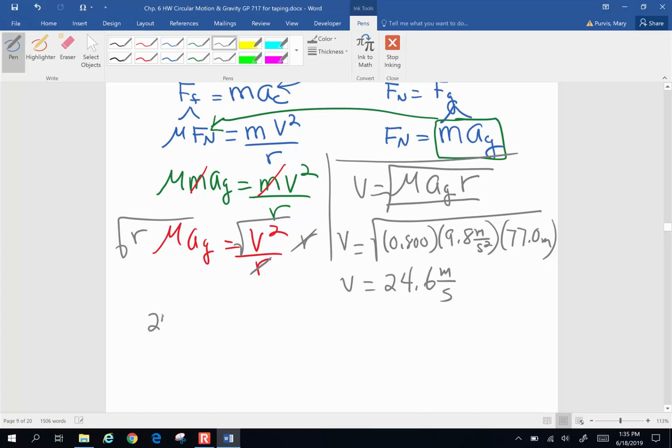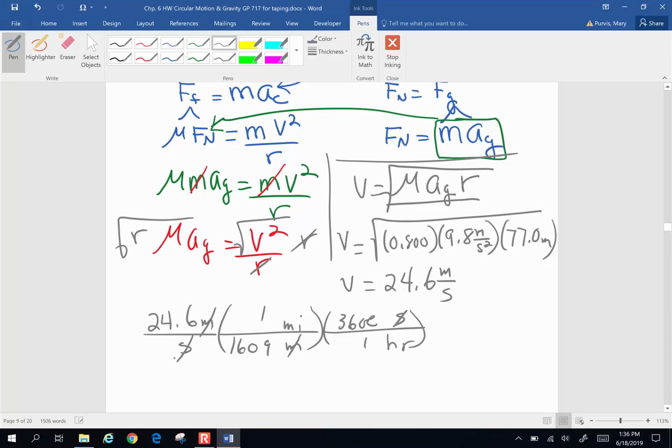And the question was, what is that in miles per hour? Well, let's convert. To get rid of meters to go to miles, there's 1609 meters in a mile. And to get rid of seconds, go to hours. There's 3600 seconds in an hour. So we're going to take that divided by 1609 times 3600, and I end up with just about exactly 55 miles per hour. Very, very nice.